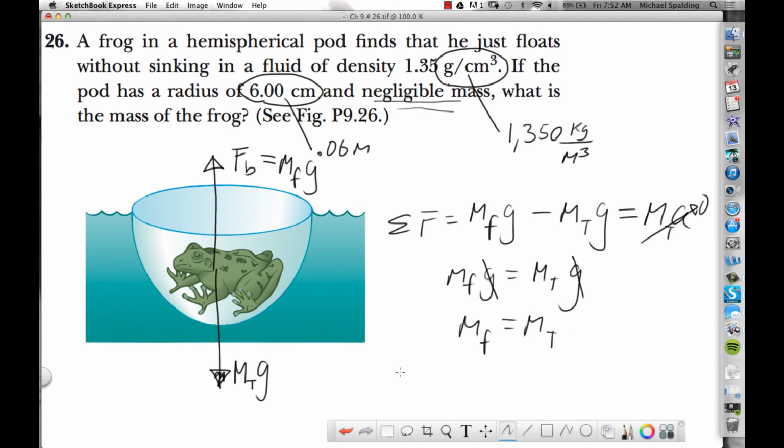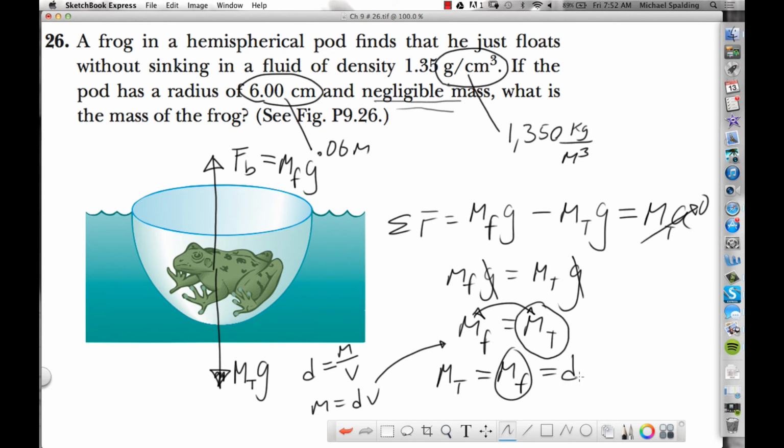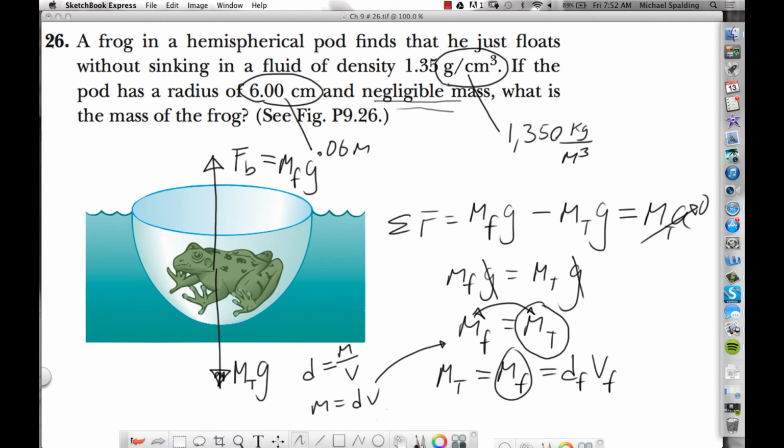Now, we've got to do some substitution here, because what we're ultimately trying to figure out is the mass of the toad. We're trying to solve for this. How much does that froggy weigh? Well, what can we substitute in at this point? Density is mass over volume. So what's mass? Density times volume. So we're going to plug that in here. I'm going to rearrange, I'm going to flip this equation around. The mass of the toad is equal to the mass of the fluid. Well, what's the mass of the fluid equal to? Density of fluid times volume of fluid. And we've got the density of the fluid, they gave that to us.